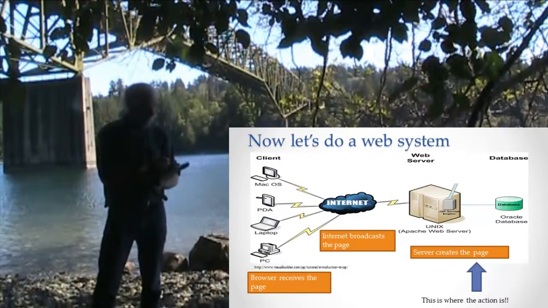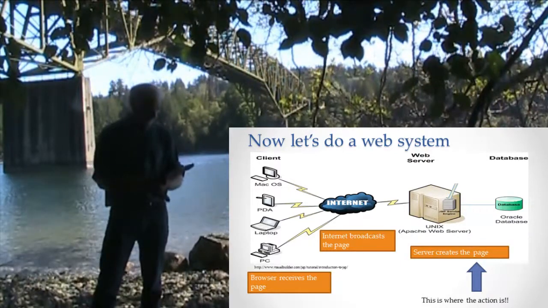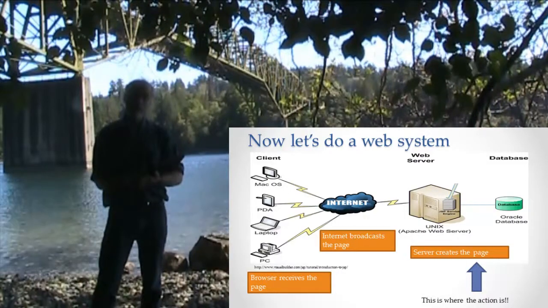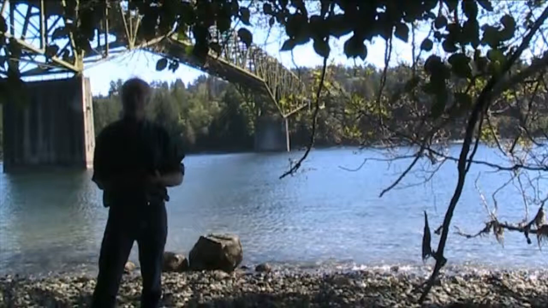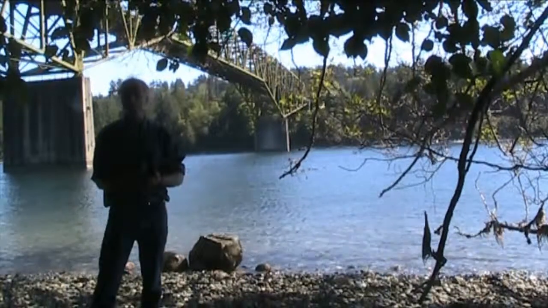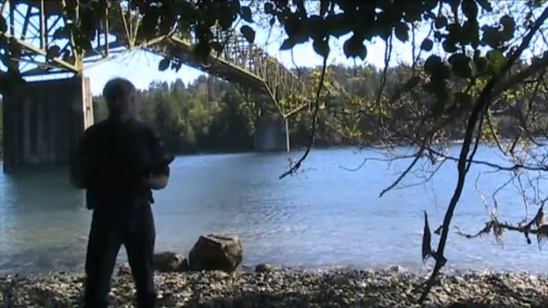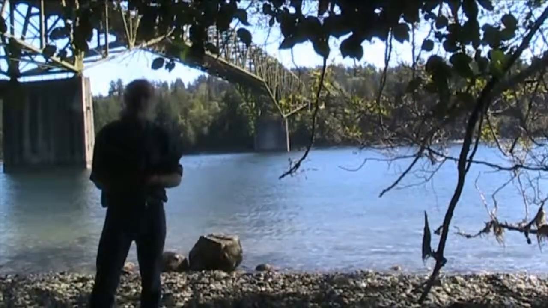Now that you have that basic idea, we're going to use a slightly different way of talking about these three parts. We're not going to talk about the server as being the sender. We're not going to talk about the server as being the creator. We're not going to talk about the internet as being the broadcaster. We're not going to talk about the browser as being the receiver or the displayer. Instead, we're going to use this idea of tiers.